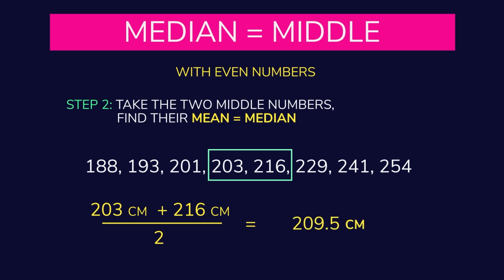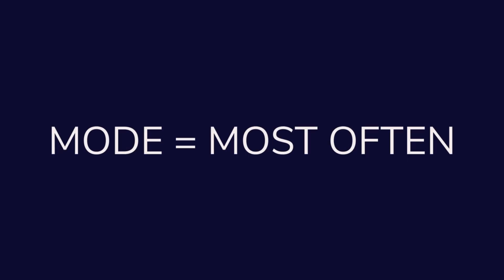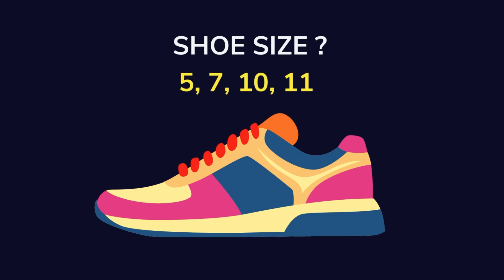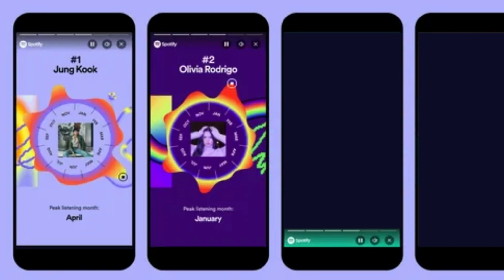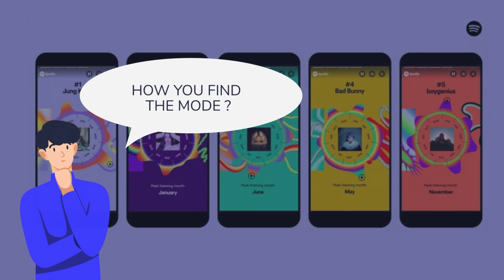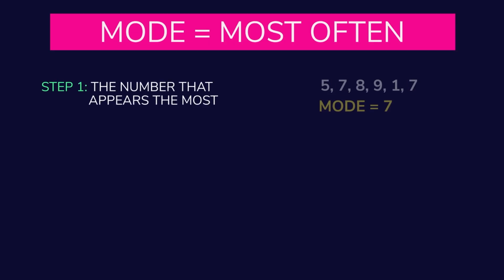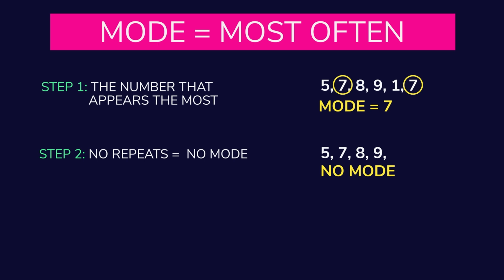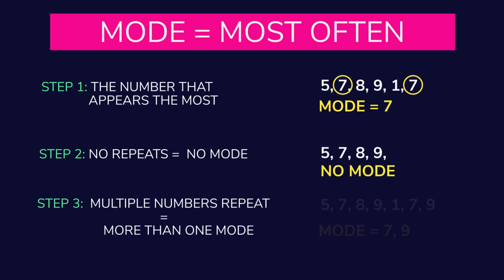Great work. Now let's get cracking on the mode. The mode. It is all about what shows up the most. It is useful for spotting trends, like the most common shoe size in a store or the most popular song on your playlist. So, how do we find the mode? Step 1. Look for the number that appears the most times. Step 2. If no number repeats, there's no mode. Step 3. If multiple numbers repeat the same number of times, you can have more than one mode.